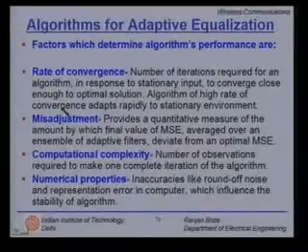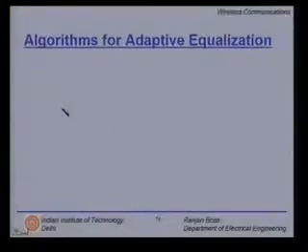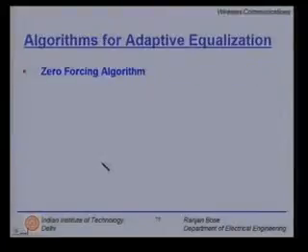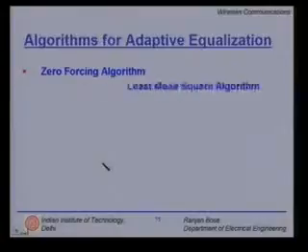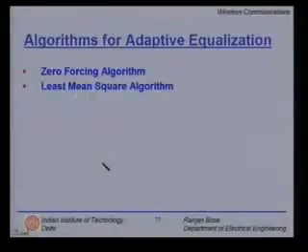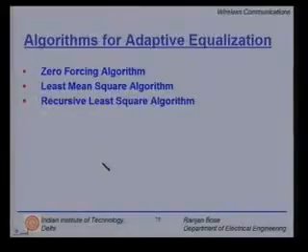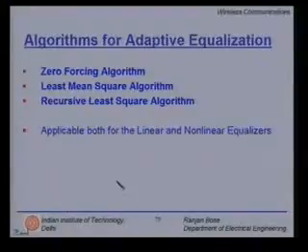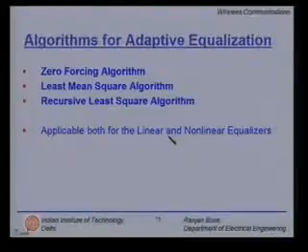Now, let us briefly talk about the important algorithms. The three most popular ones are the zero forcing algorithm, the least mean square or LMS algorithm, and the recursive least squares or RLS algorithm. Please note these are applicable both for linear and nonlinear equalizers.